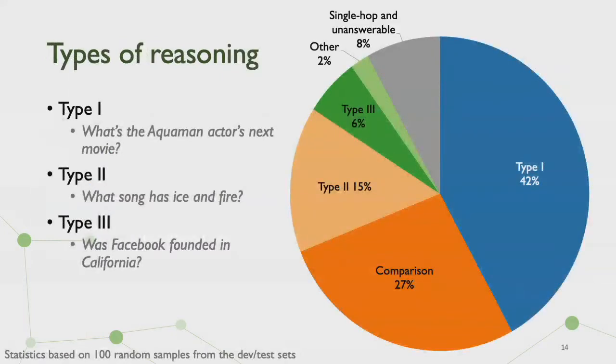And this ends up being a very diverse data set. So we sampled 100 random examples from the data set to analyze what types of reasoning are required. And we've already mentioned the Aquaman actor's next movie, that's a large part of what's required by this data set. We also talked about present type of questions. I'll show you an example of some other types of reasoning required by this.